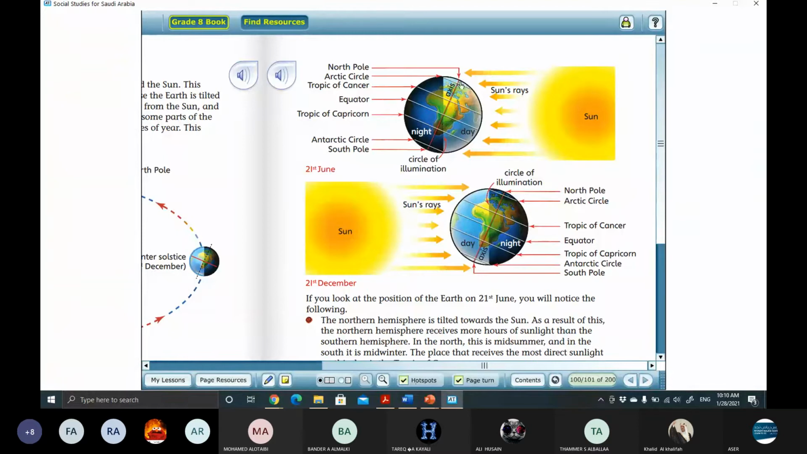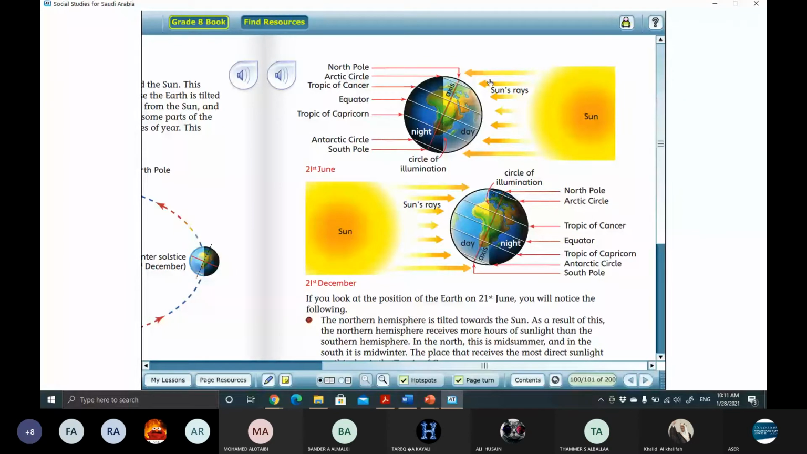So, for example, you have the North Pole, you have the Arctic Circle, you have the Tropic of Cancer. Most of them right now are in the sun. For the North Pole, most of the sun rays hit the whole of the North Pole. This will result in a 24-hour light day. So the whole day for 24 hours will be in the sun rays. So you don't have night at that place.